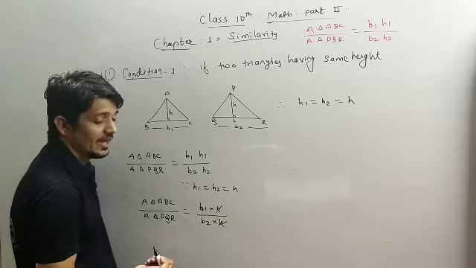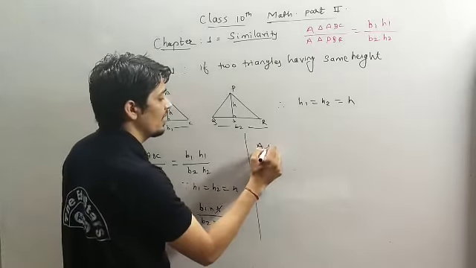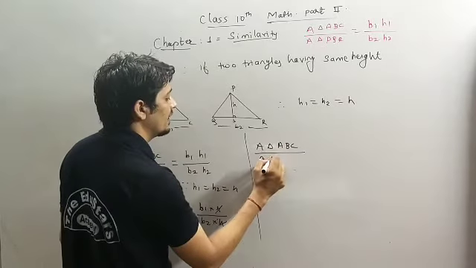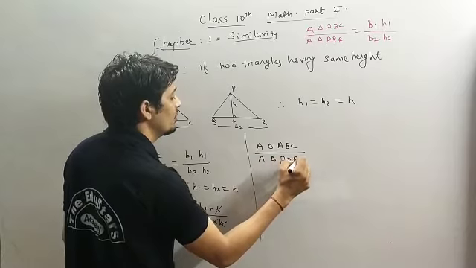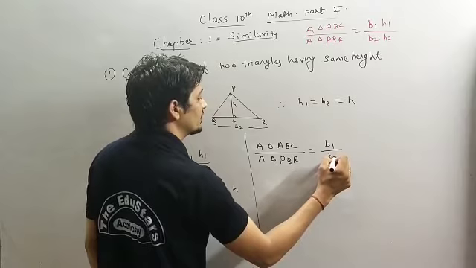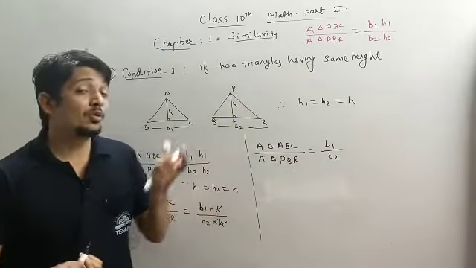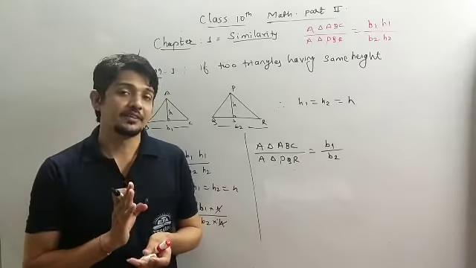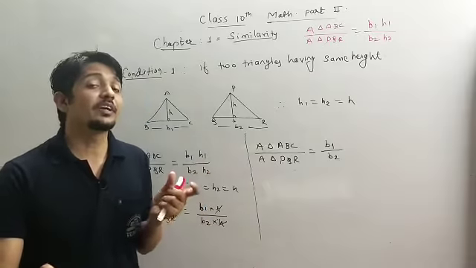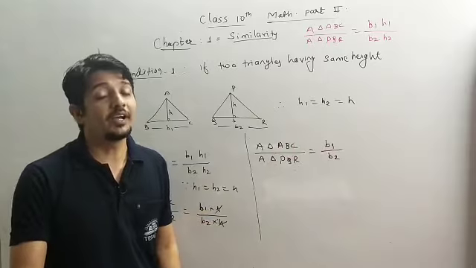So H and H will get cancelled. So what we will have now? We will have area of triangle ABC divided by area of triangle PQR, which equals the ratio of their bases, that is B1 divided by B2. So we can say if two triangles have the same height, then the ratio of their area is always equal to the ratio of their corresponding base.